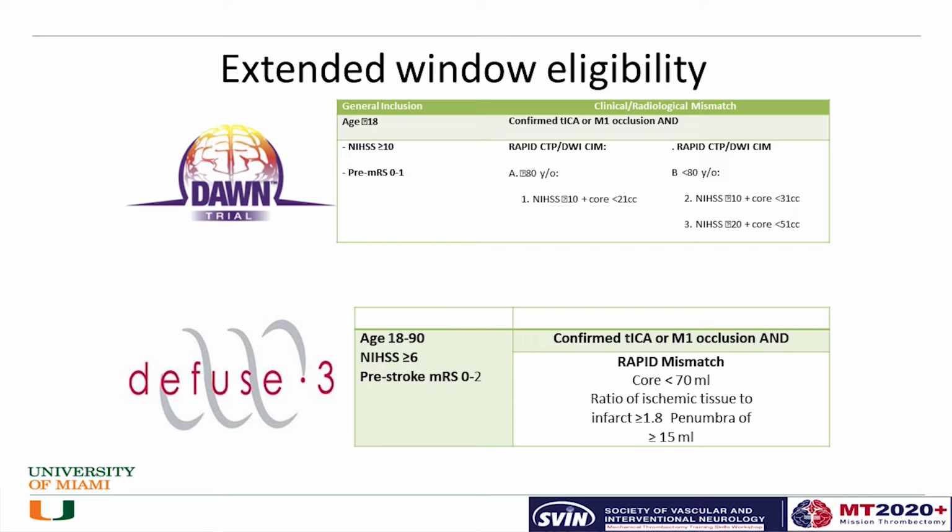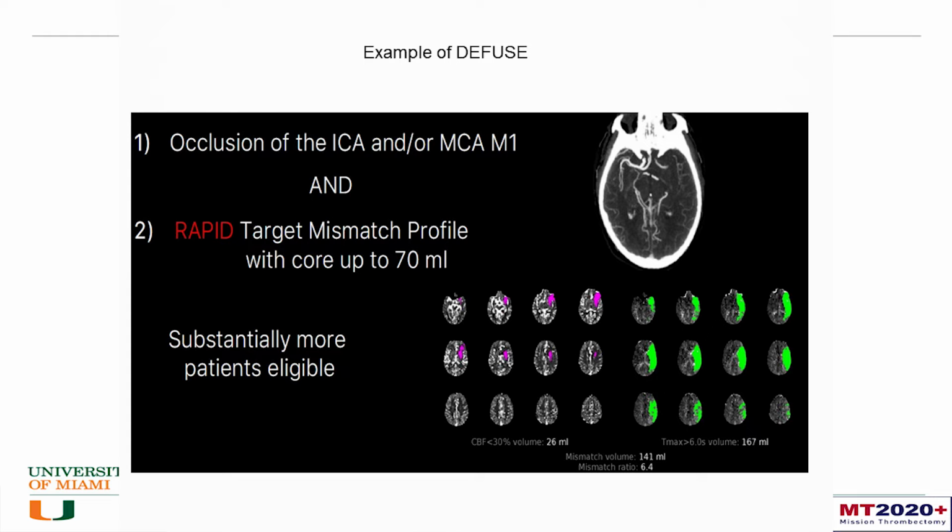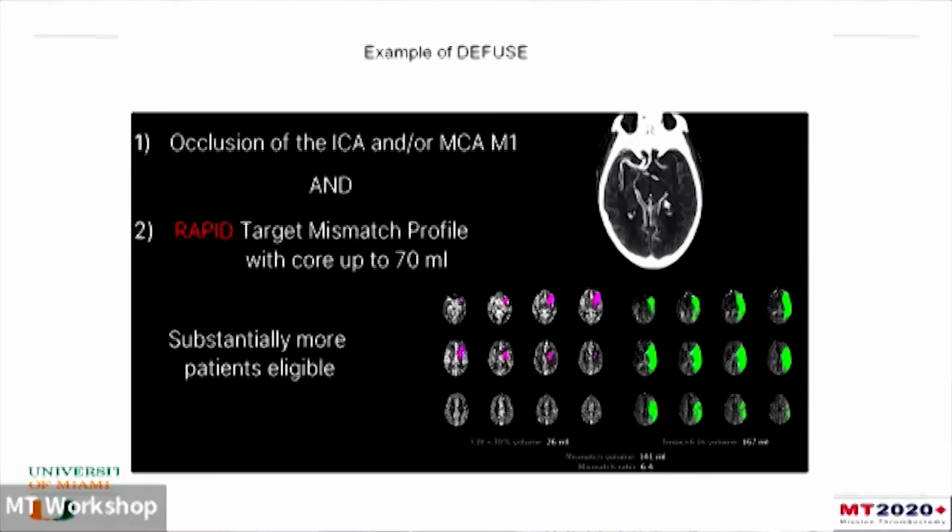So a little bit more generous with the core, but saying that they had to have a mismatch of greater than 1.8 for a ratio, or at least 15 mLs of a penumbra to go after. So this is an example of a rapid perfusion scan. You can see a terminal MCA, not terminal ICA, an M1 occlusion.